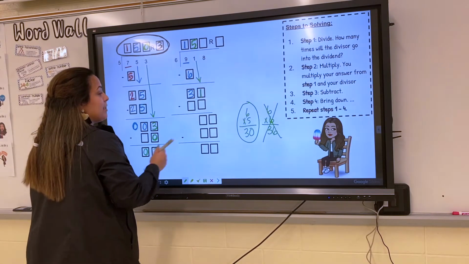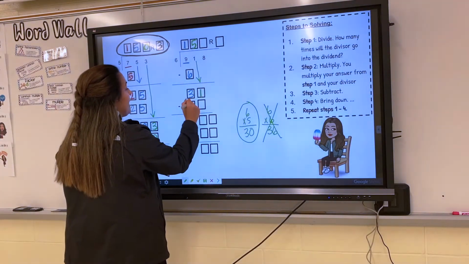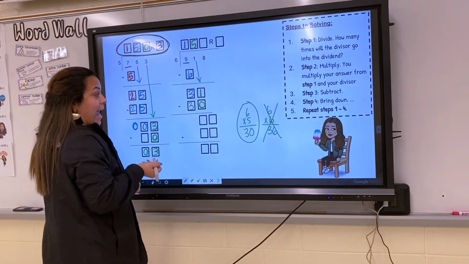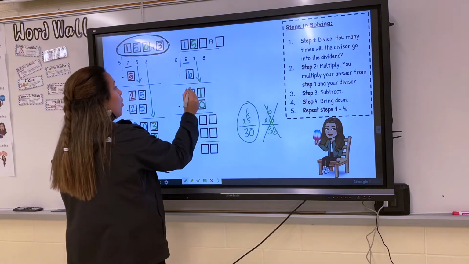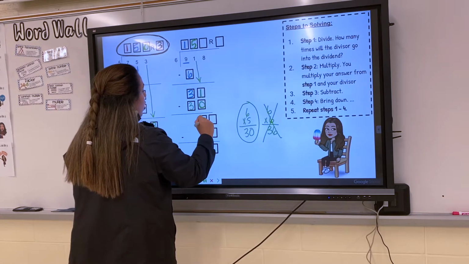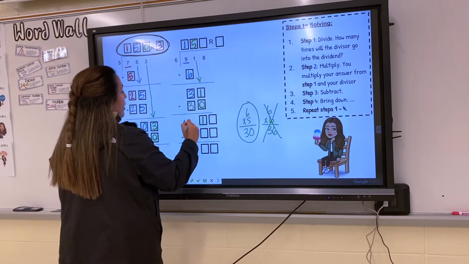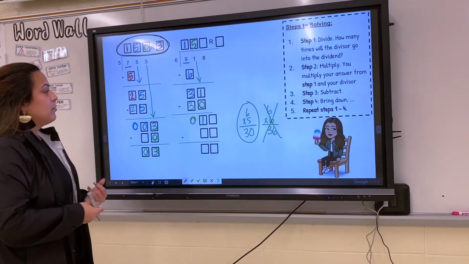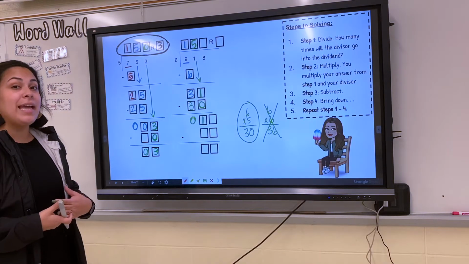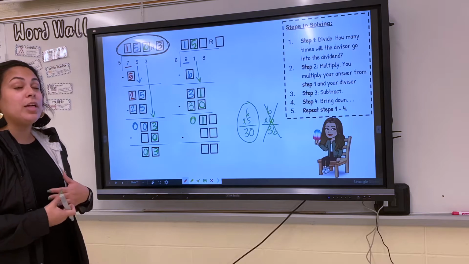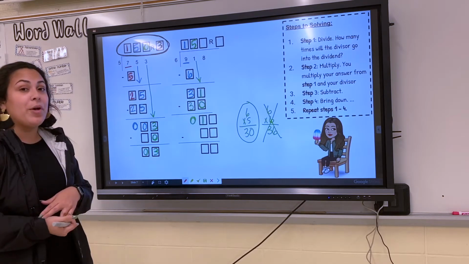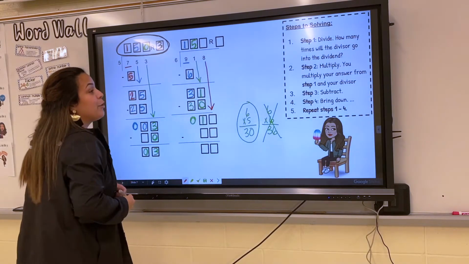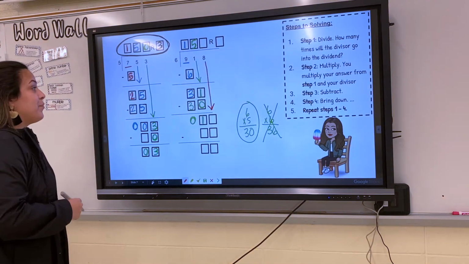5 times 6, we already did over here, and we should probably know it, is 30. Now I'm going to subtract. 1 minus 0 is 1. 3 minus 3 is 0. But I'm not done yet because we're working with a 3-digit number in our dividend. So I'm going to have to bring down the 8 and then repeat steps 1 through 4.